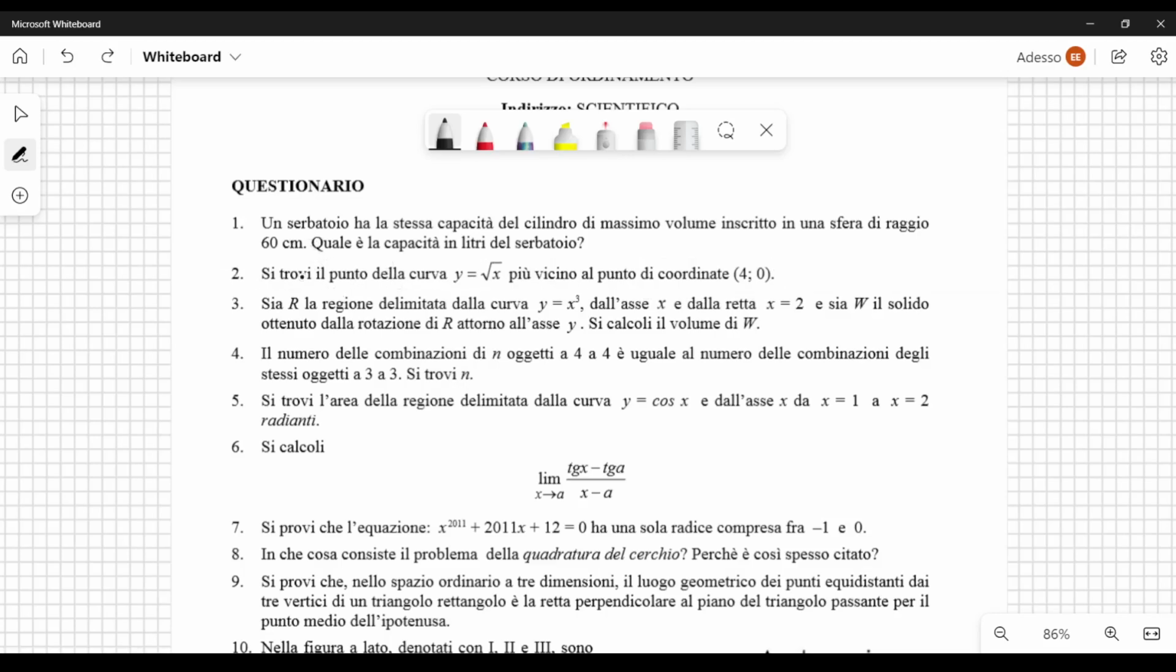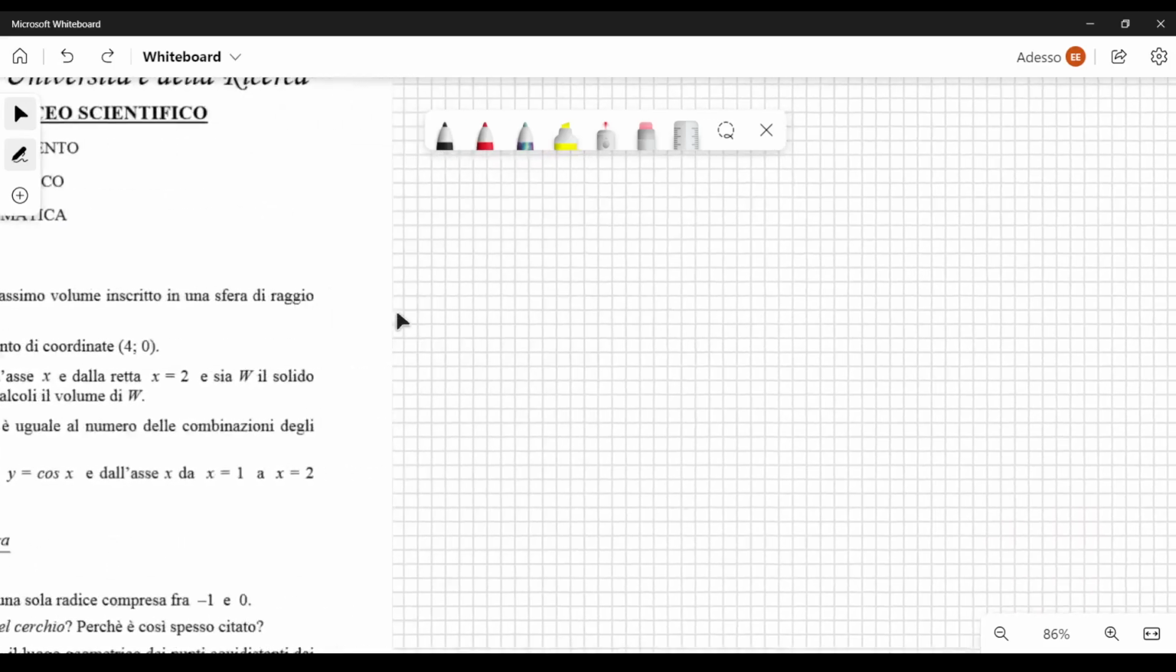The problem can be translated as: find the point on the curve y equal to square root of x which is closest to the point of coordinates (4, 0). So it's quite a straightforward problem.